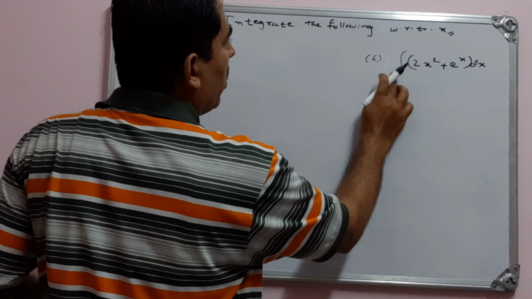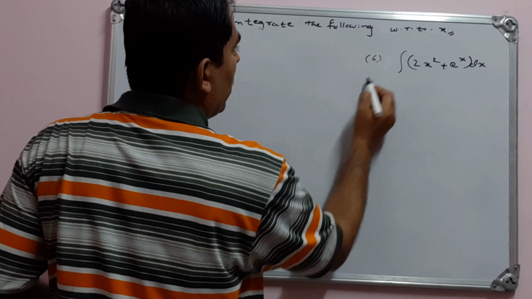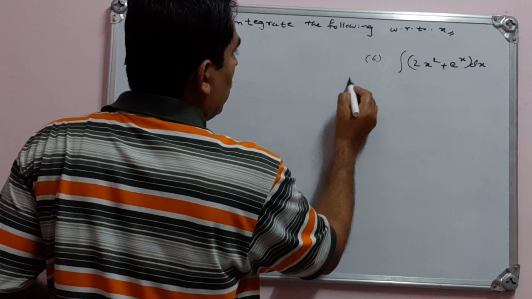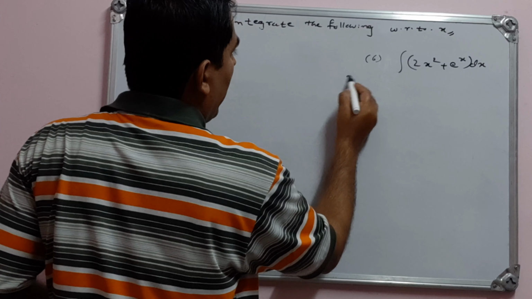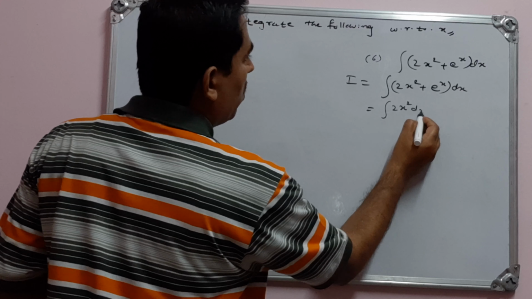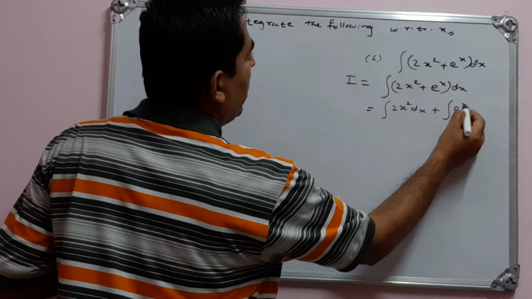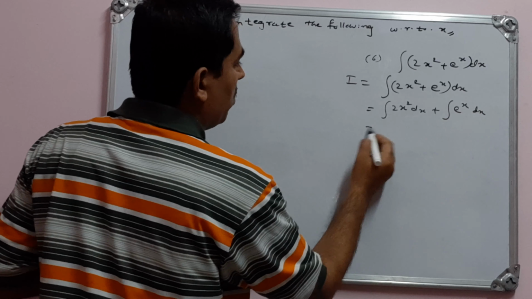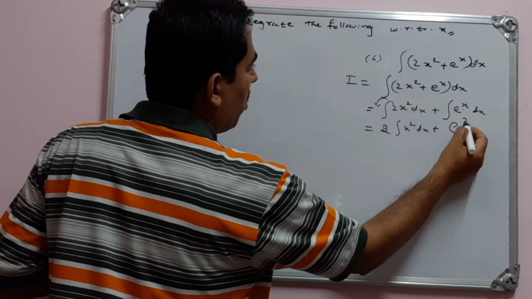The integration symbol is already given here. Let me call this I: 2x square plus e to the power of x, dx. See, once again, it is a sum of two functions, so we have to integrate it separately. Integration of 2x square with respect to x plus integration of e to the power of x with respect to x. Then you take this 2 outside, 2 into integration of x square. Integration of e to the power of x is what? E to the power of x.